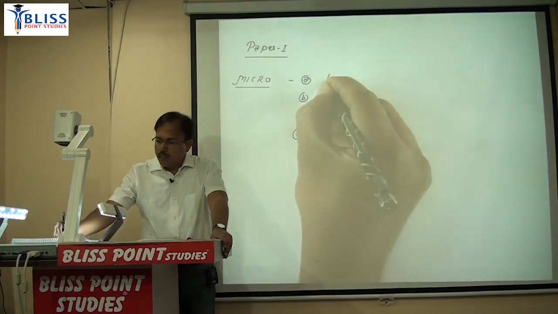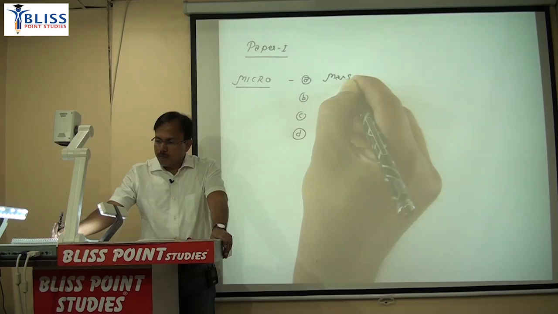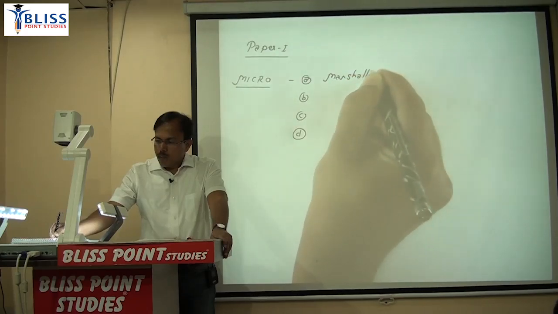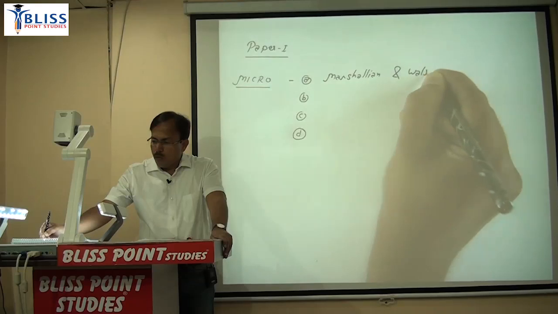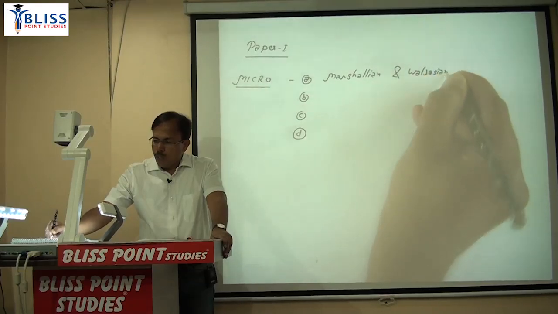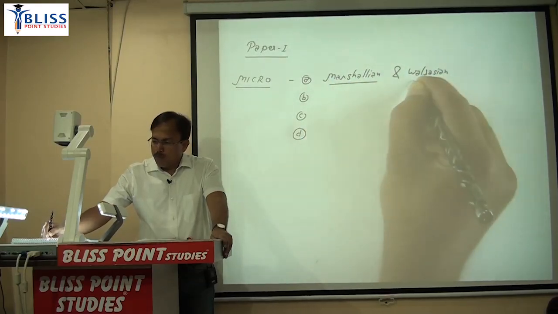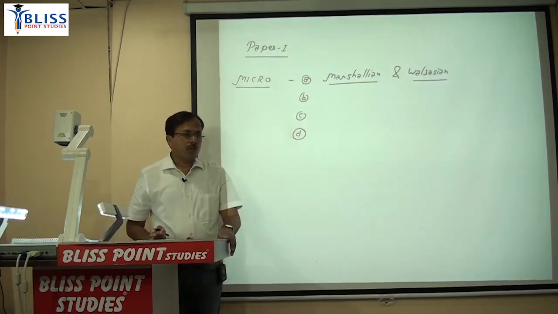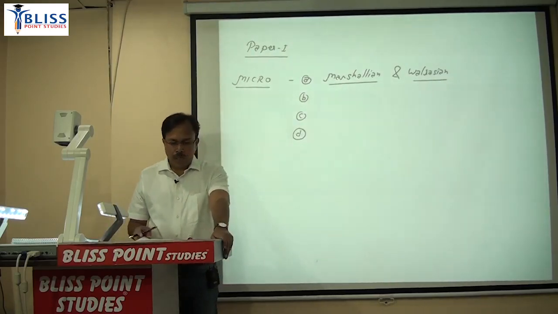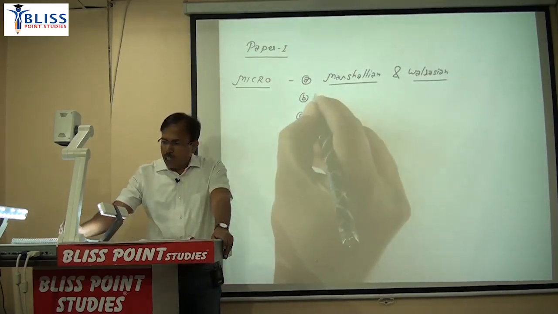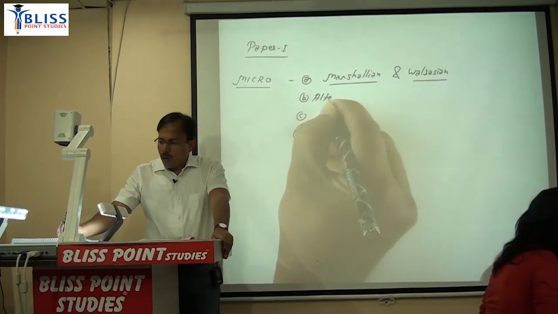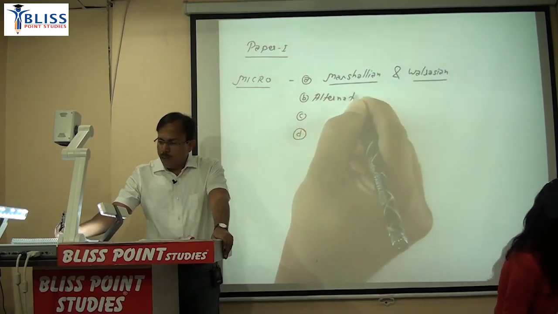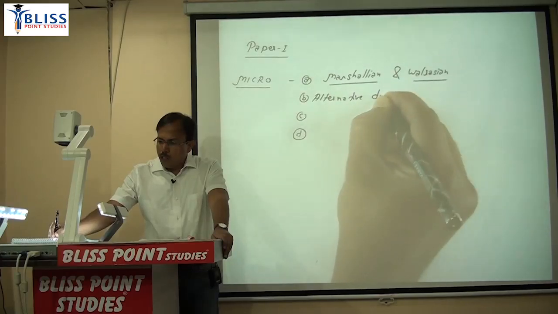First one is Marshallian and Walrasian approach. The first topic will be this, Marshallian and Walrasian approach of price determination. Then the second is alternative distribution theory.